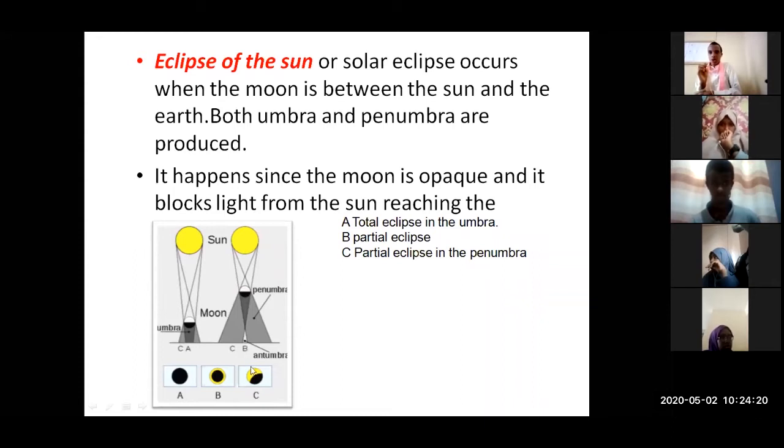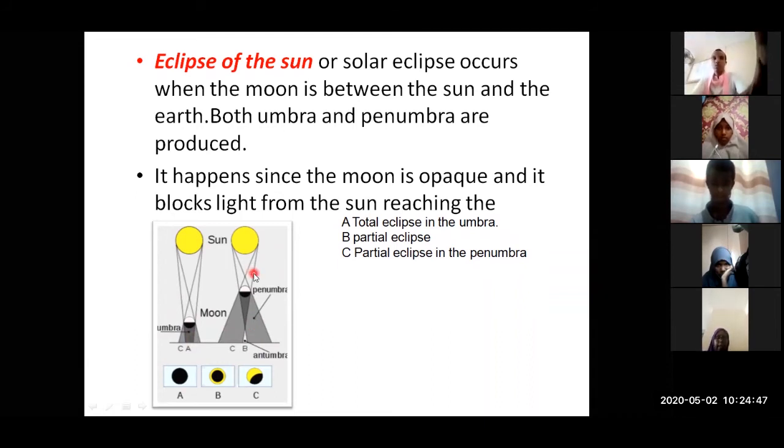So when you look at these diagrams here, okay, we should use this torch to show you. We can look at these two diagrams. We have the sun, we have the moon, and let's take that this is the earth. So when the solar eclipse takes place, it can happen that the moon is closer to the earth or it's away from the earth. If the moon is closer to the earth, then we shall observe the umbra and the penumbra.